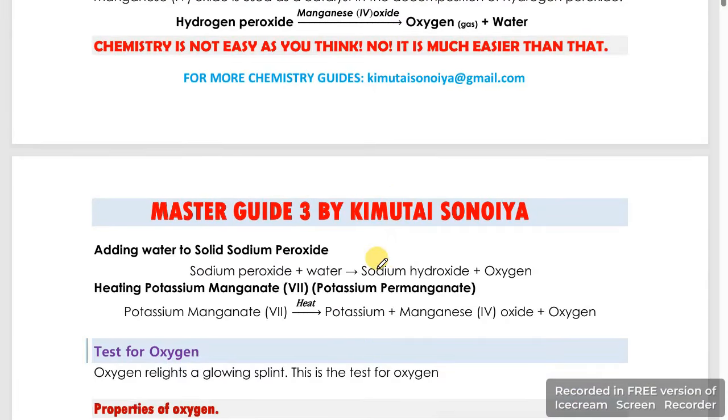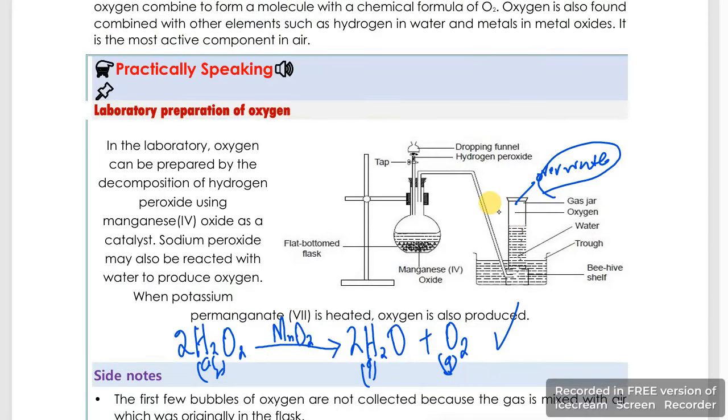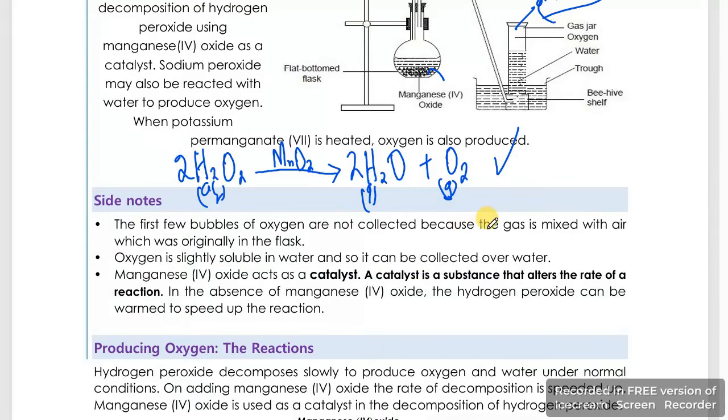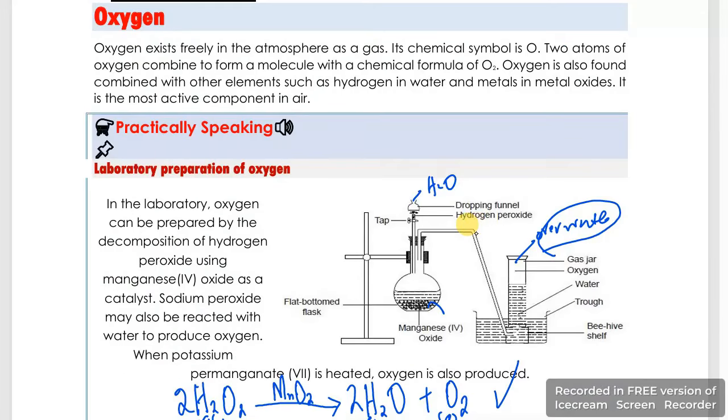We can as well use sodium peroxide and water. We will use the same setup, but this time around we will put water here, and inside here we will have sodium peroxide, Na2O2. Whenever you see sodium peroxide, we must have water here. This one also will give us the oxygen, and you should know how to write the reaction with water and sodium peroxide.